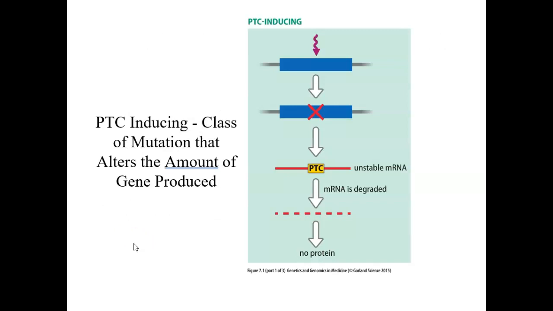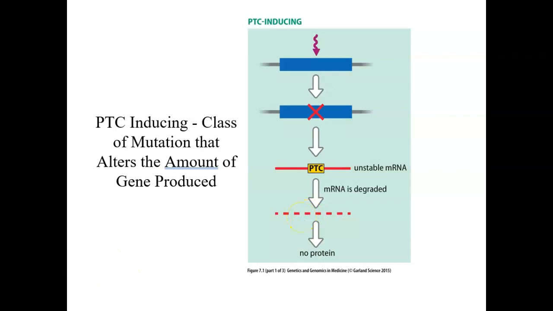This is just one generalized class, PTC inducing. This is basically premature termination codon. This is when you would have a mutation that coded for UGA, UAA, or UAG, all of which do not have an associated tRNA and therefore no amino acid. In this case, the mRNA will be unstable and the protein will not be produced. And if it is produced, it'll be truncated and dysfunctional.